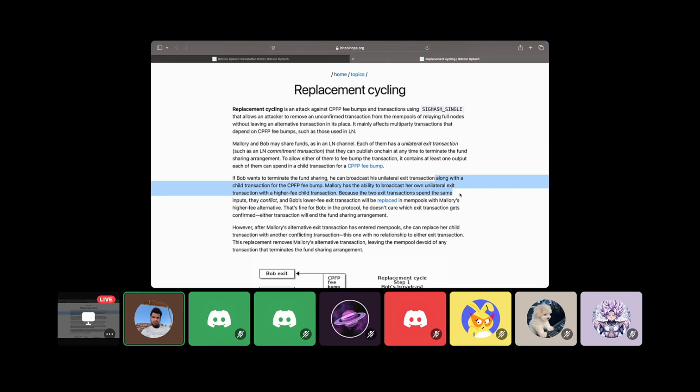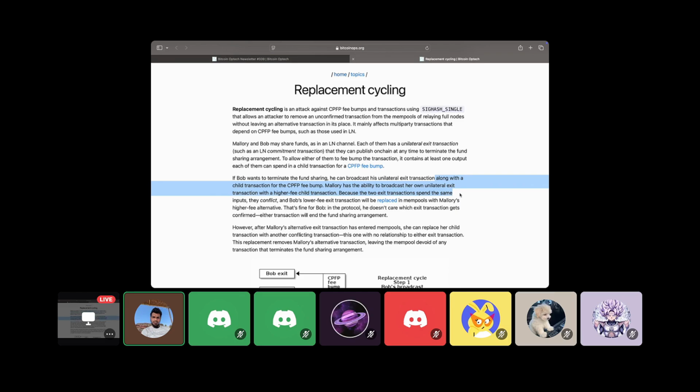So just now we discussed that Bob and Mallory both have their own versions of the unilateral exit transaction. Now let's say Bob broadcasts his version of the unilateral exit transaction. Mallory can broadcast her version of a unilateral exit transaction, right? Paying a higher fee than Bob. In this situation, what will happen? Bob has broadcasted his version of the transaction, and Mallory has broadcasted her version of the transaction.